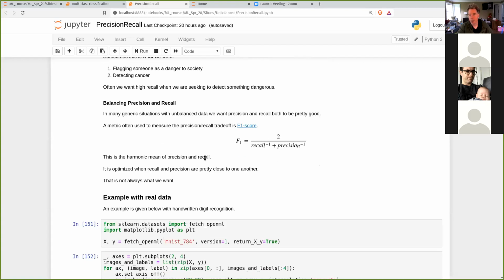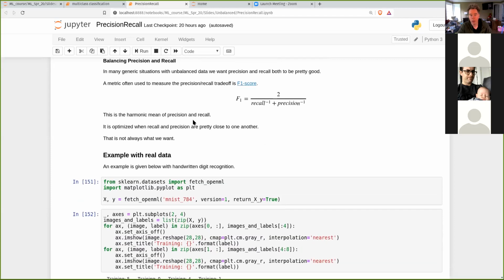A common way of balancing precision and recall is called the F1 score. It's not ideally the answer to the problem of balancing precision and recall, because in some situations you want to have really high precision at the cost of recall. But if you want both precision and recall to be pretty decent, which is generically what you want, then F1 is a good way to measure how close you are to doing that. It's just the harmonic mean of recall and precision.